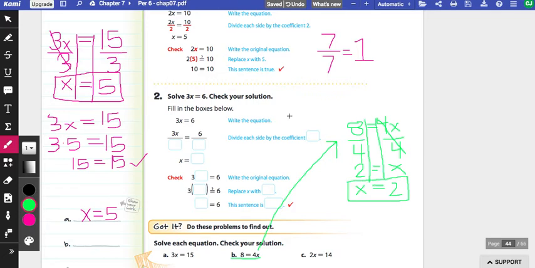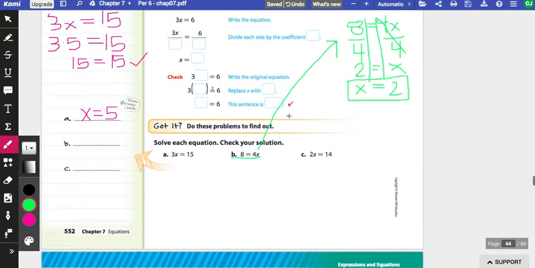Okay. And for our last example, letter C. Letter C, the first thing I'm going to do is draw in those railroad tracks. The next thing I see is that 2 is connected to my x, so I need to figure out a way to get rid of that 2. I don't want that pesky 2 hanging out. I'm just trying to figure out what x is equal to. So I'm going to divide each side by 2.